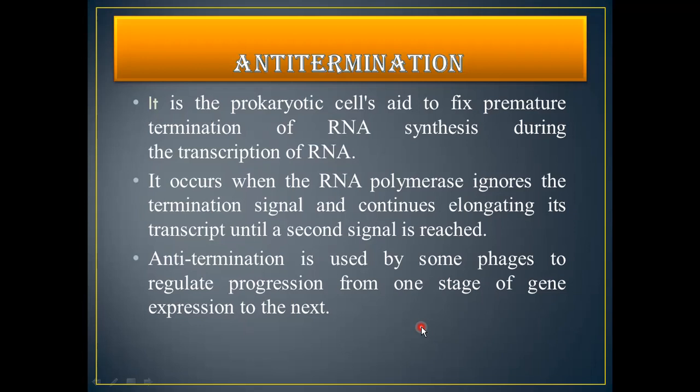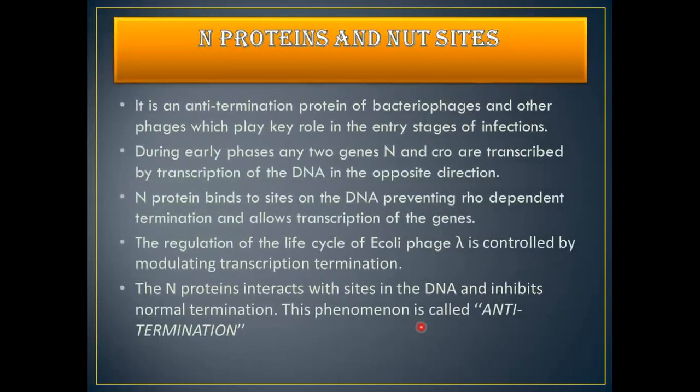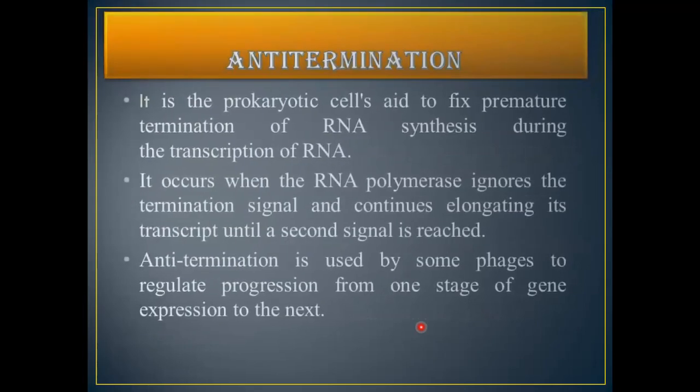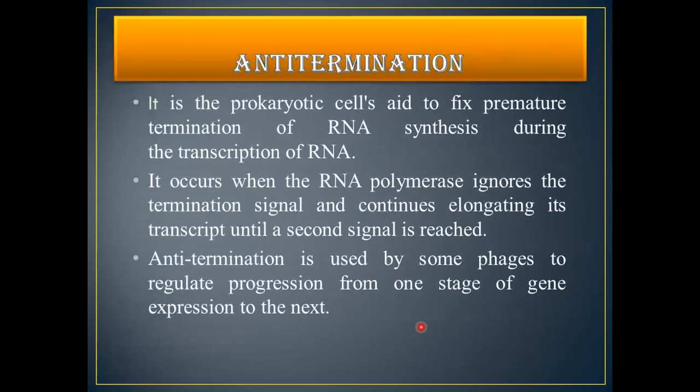And then termination of DNA replication occurs when 2 replication forks meet on the same stretch of DNA. Whereas antitermination in prokaryotic cells aids in fixing premature termination of RNA synthesis during transcription. It occurs when RNA polymerase ignores the termination signal and continues elongating its transcript until a second signal is reached. Antitermination is used by some phages to regulate progression from one stage of gene expression to the next.